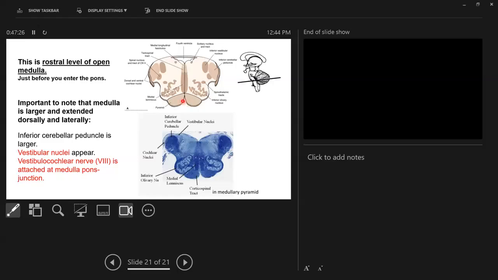And other long tracts and features such as the olive, the inferior olivary nucleus, medial lemniscus, MLF, are fairly stable still at this level. Just note the laterally extended medulla, dorsally and laterally extended medulla, because of the inferior cerebellar peduncle and the vestibular complex, as well as our cochlear nuclei. And we will do this just before we transition into the pons. So this is the final slide for medulla.